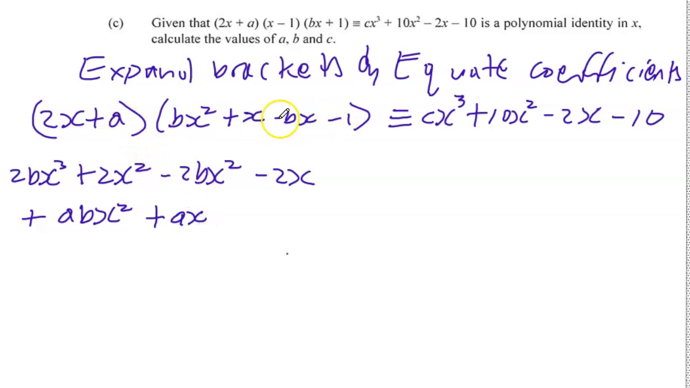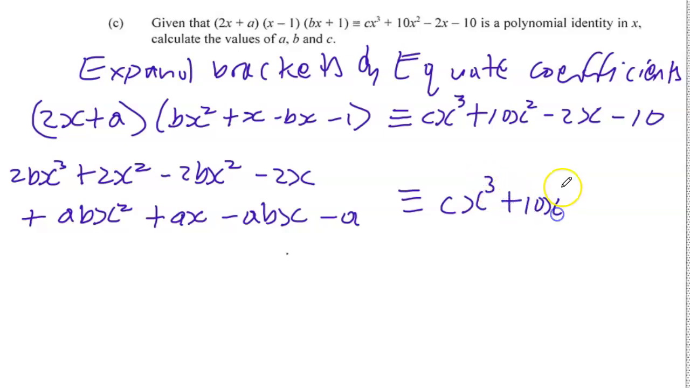A times minus bx, that's minus abx. And a times minus 1, that's minus a. And all of this is identical to cx cubed plus 10x squared minus 2x minus 10. So now we can equate coefficients of like terms.